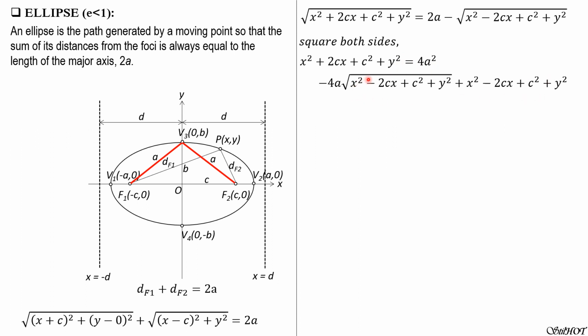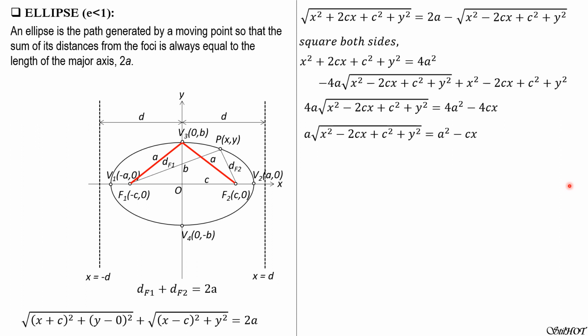So we have here on the left side, we transpose this to the left. So this becomes 4a square root of x squared minus 2cx plus c squared plus y squared equals 4a squared minus 4cx, because we canceled x squared, c squared, and y squared. Cancel out 4 also, this is common to all terms. So the equation reduces to this.